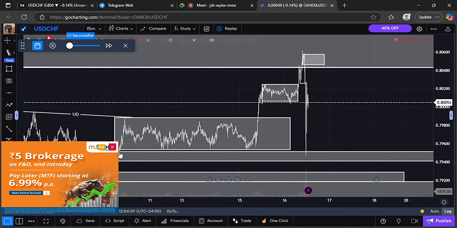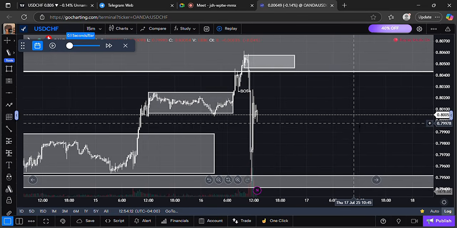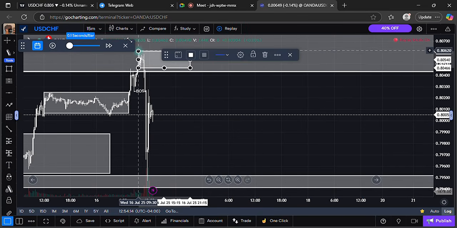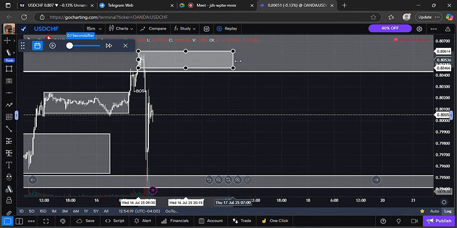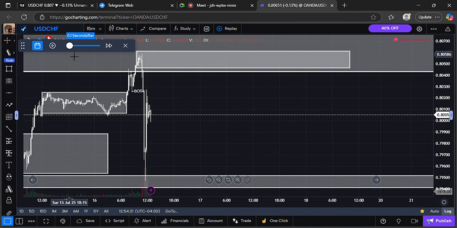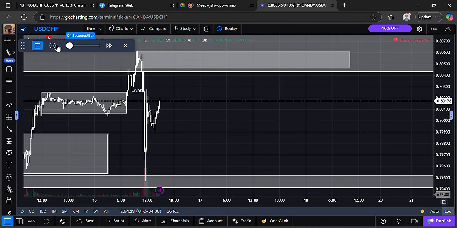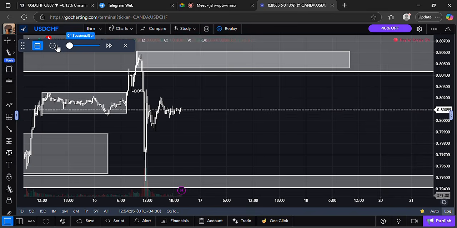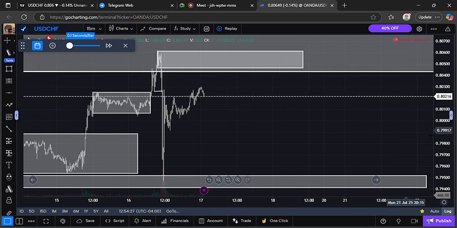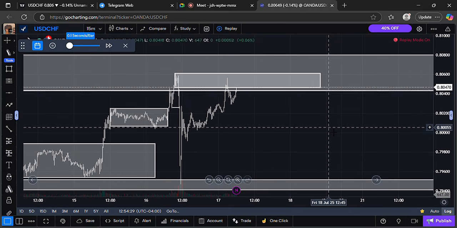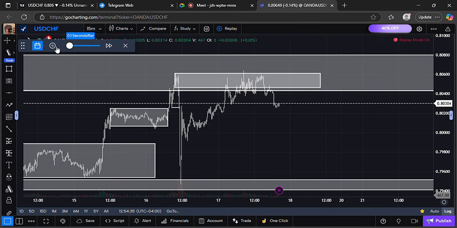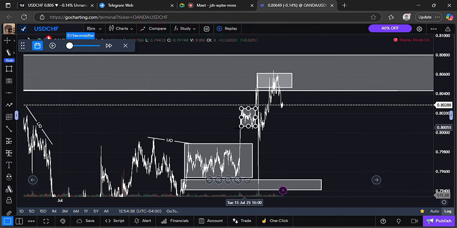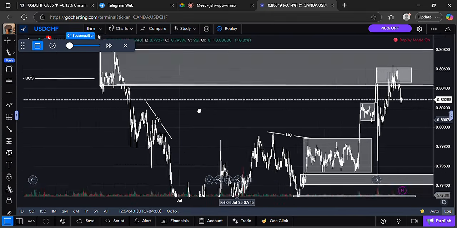So let us mark this zone. I think it has vanished down there. Let's mark it and go to the next. What happens? So it cleared a supply zone, but it was still in the 4 hour supply. It was still in the 4 hour supply.